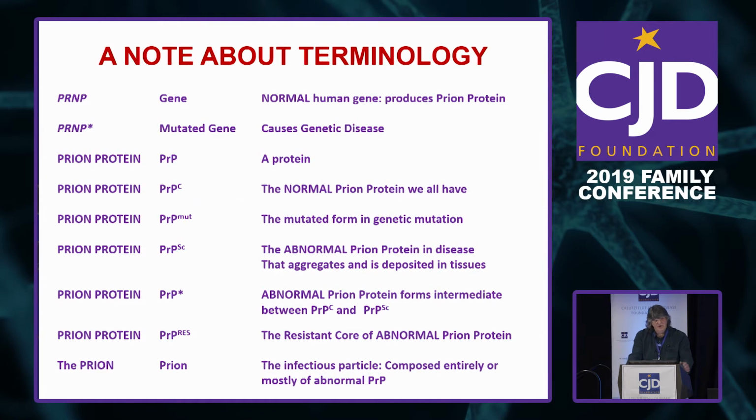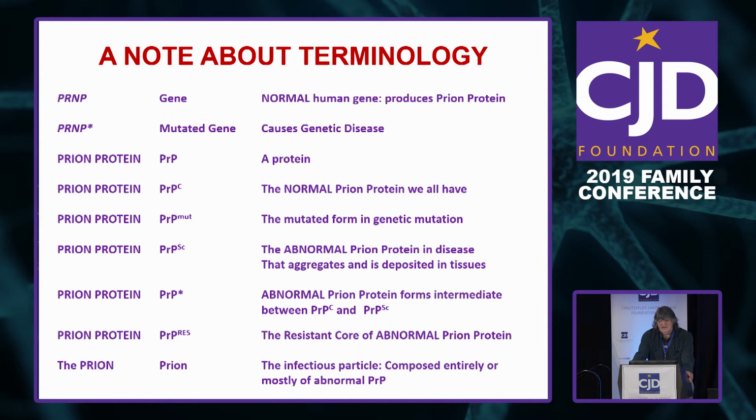Now I'm going to finish here with a complicated slide, but you've all got copies of it, so it's okay. This is a note about terminology. PRNP is the gene. It's a normal human gene, which produces normal prion protein. PRNP star is a mutated gene, and it leads to an abnormal protein which causes genetic disease. Prion protein, in a neutral sense, is a protein labelled PrP. Prion protein PrPC is the normal prion protein we all have. Prion protein mut is the mutated form that results from a genetic mutation.